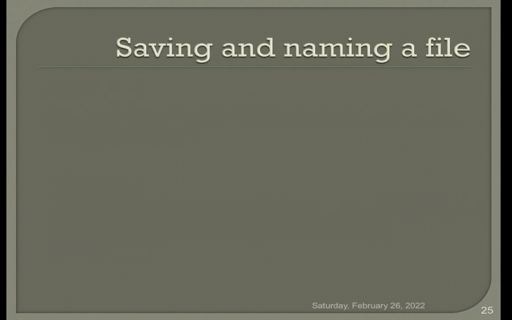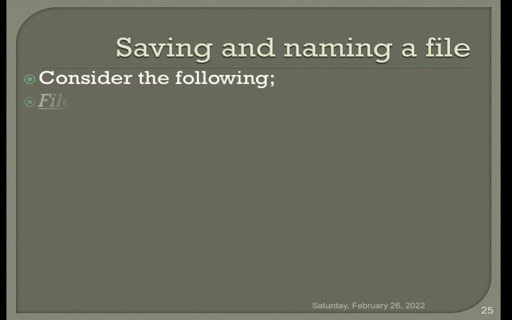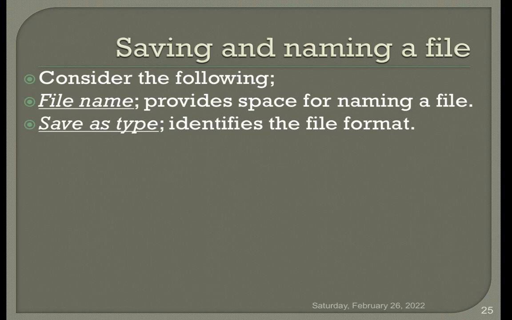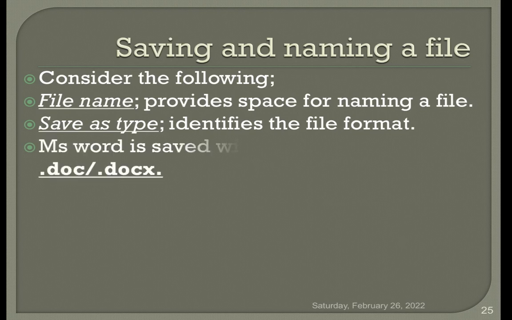Now when you start, you are going to save the document, but you need to consider the following: the file name, which provides space for the name; and save as type, which identifies the file format. Do you want to save it as PDF? Do you want to save it as a Word document? When you click save as, there are many formats that you may choose.